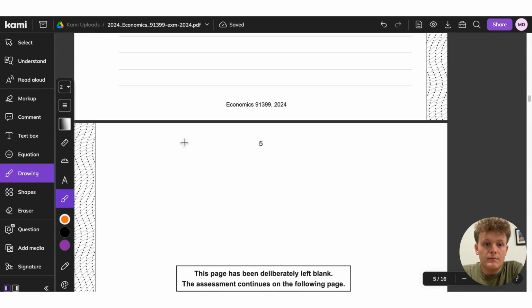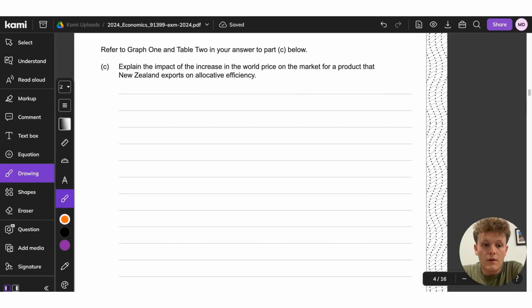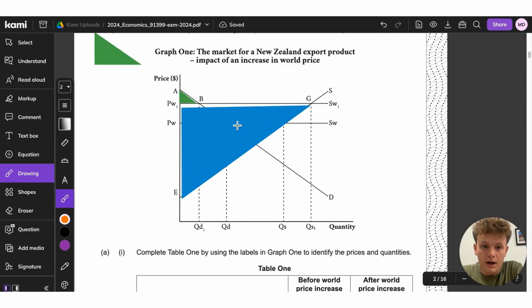And finally, explain the impact of the increase in the world price on the market for a product that New Zealand exports on allocative efficiency. So, let's have a look at our graph. And this is going to be maybe a bit of a trickier one for some people. So the old surpluses were this area and this area. And the new surpluses are all of that plus all of this new producer surplus part here.